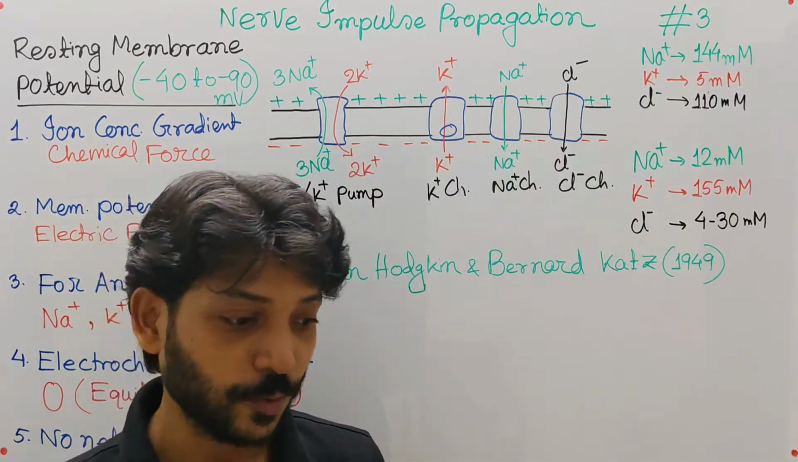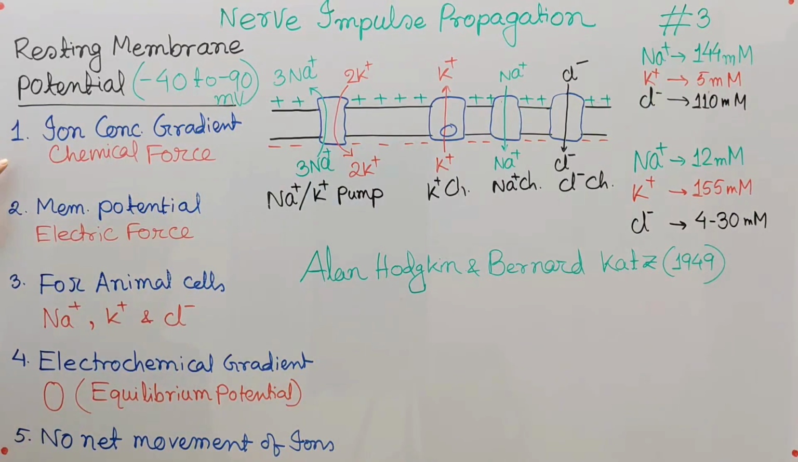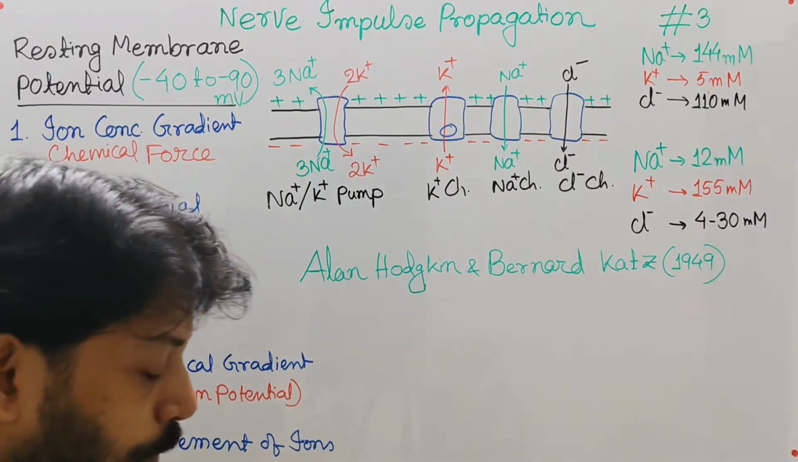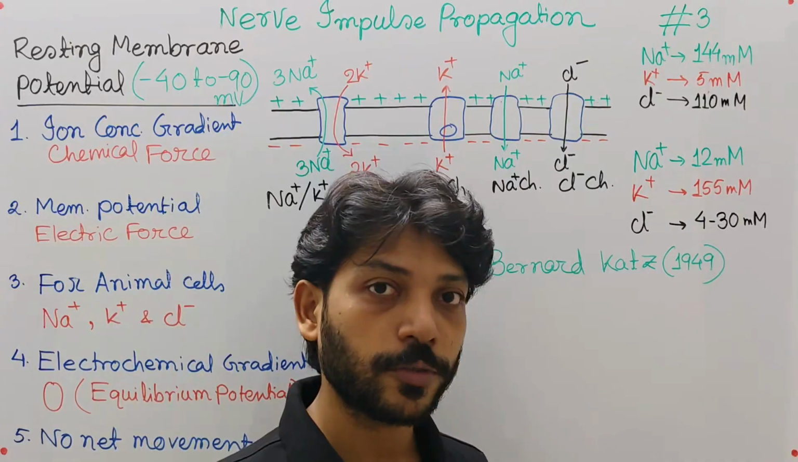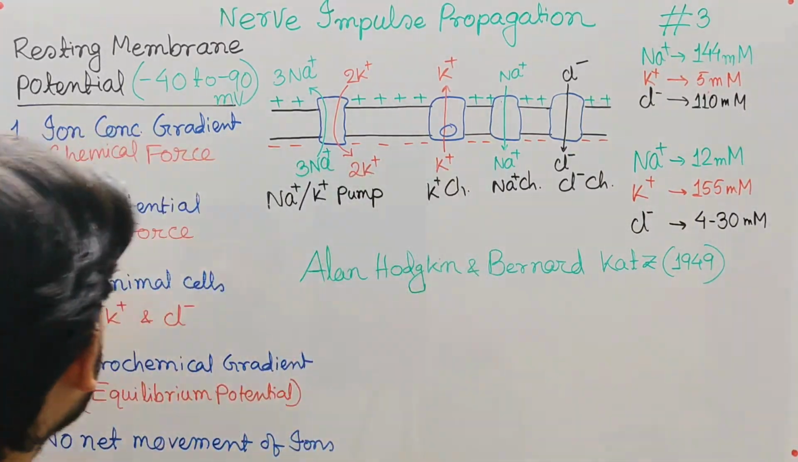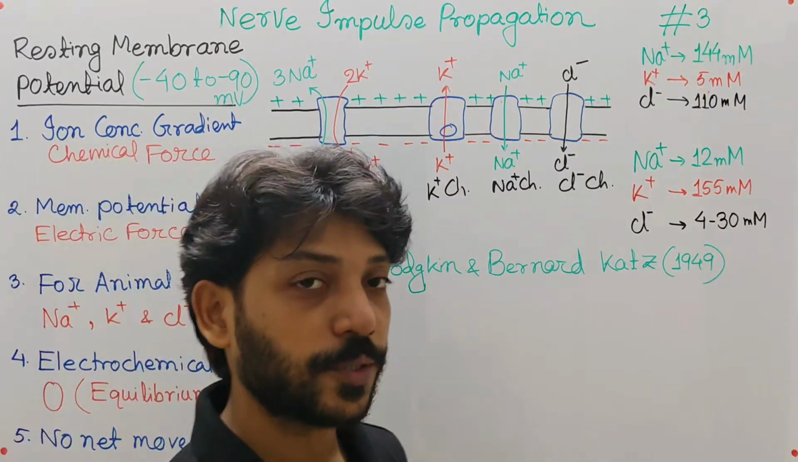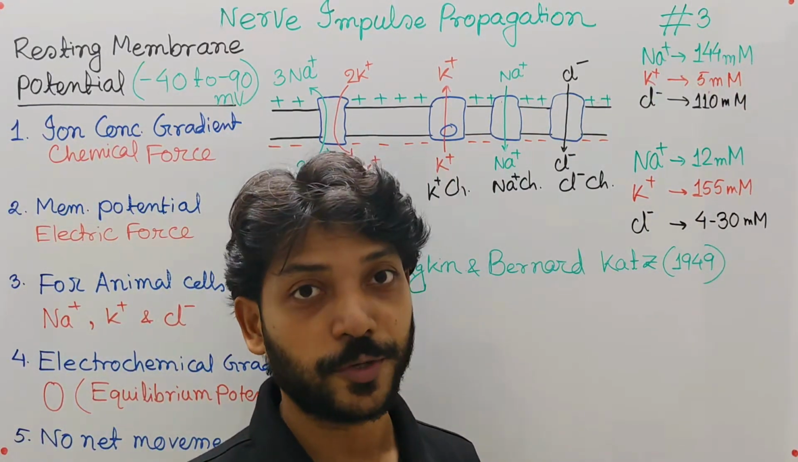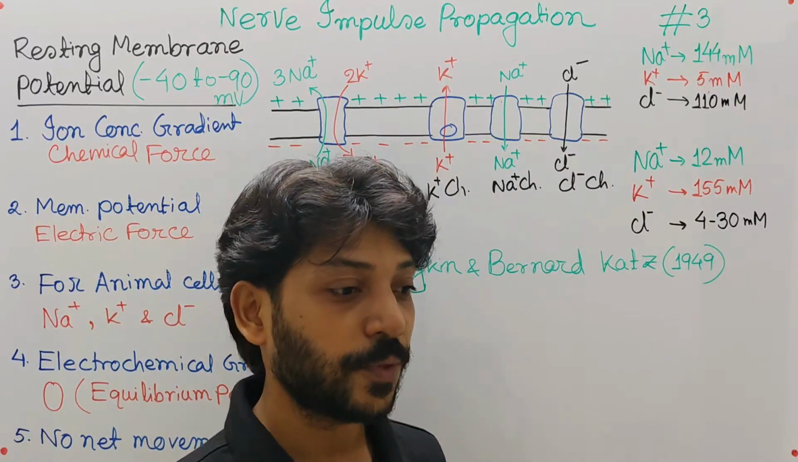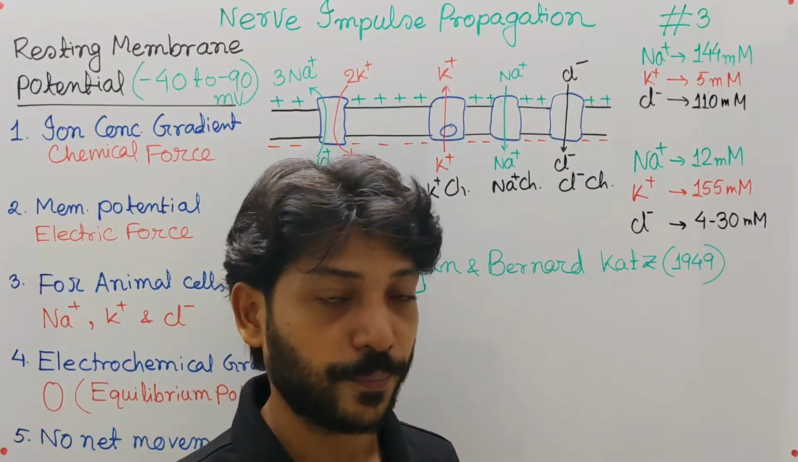For that question we will talk about two forces, the chemical force and the electric force. So for the movement of ions two forces work, chemical and electric. Now the chemical force is called the ion concentration gradient. Now another question comes: why is there an ion concentration gradient? The answer is due to the presence of ATP driven pumps in the plasma membrane.